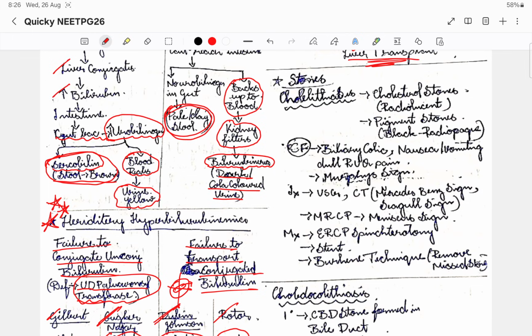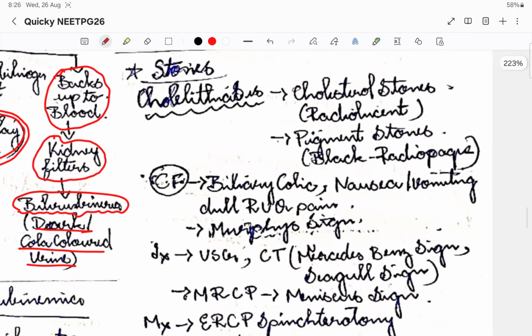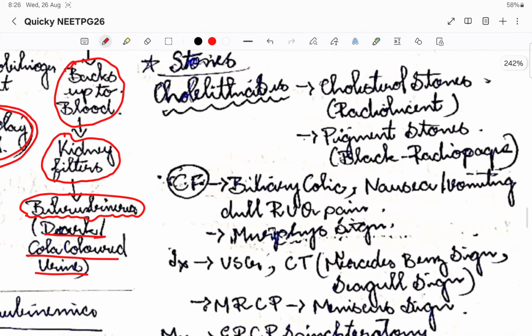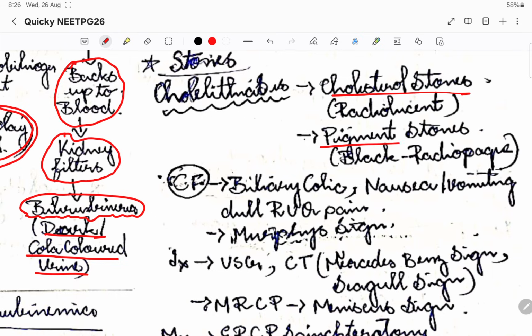duct stones. Okay, if it is the stones that are being formed in the gallbladder, it is going to be cholelithiasis. Okay, so basically there are two kinds of stones, that is the cholesterol stones and the pigment stones. Cholesterol stones are radiolucent, whereas the pigment stones are radio opaque. Okay, so please remember this.